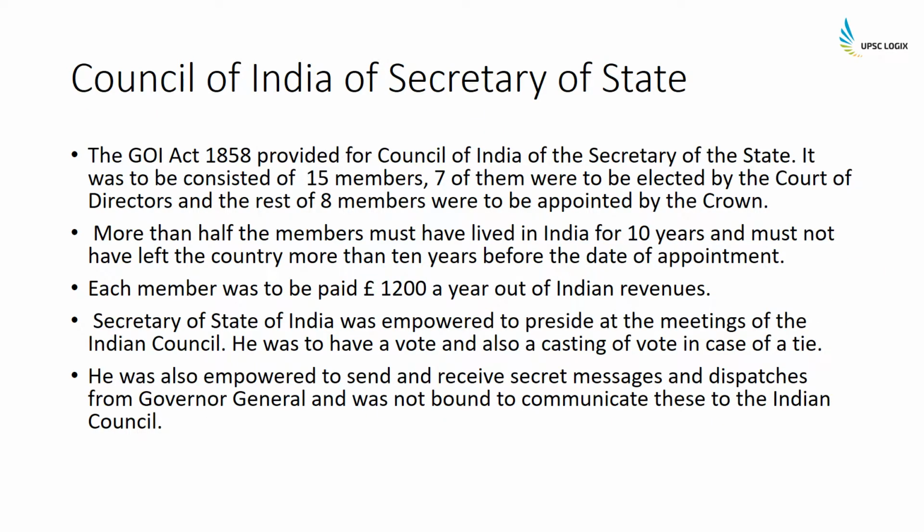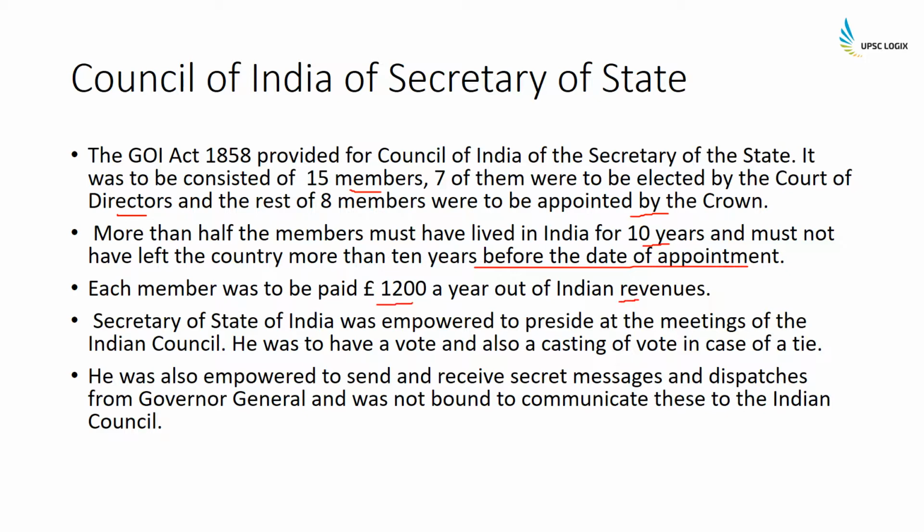Council of India of Secretary of State. So the Government of India Act 1858 provided that the Council of India of the Secretary of State shall be formed, and it would consist of 15 members. 7 of them would be elected by the Court of Directors, and the remaining 8 members were to be appointed by the Crown. The service conditions for these members were that more than half the members must have lived in India for 10 years and must not have left the country more than 10 years before the date of appointment. Then they would be paid around £1,200 a year out of Indian revenues.